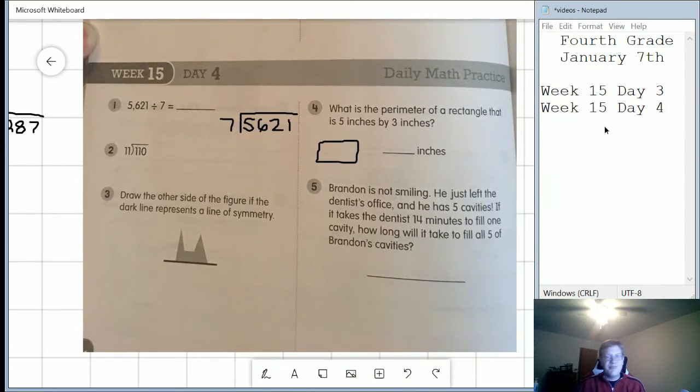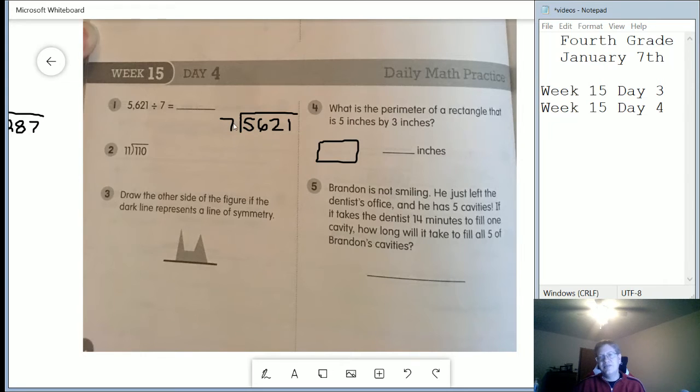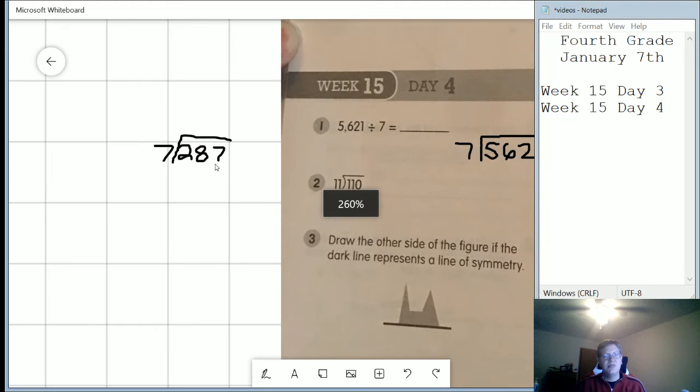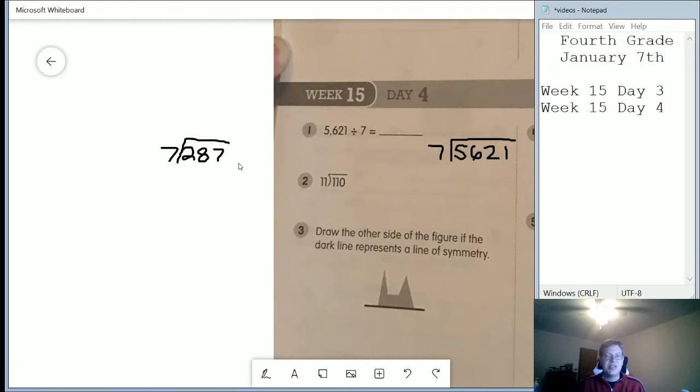For day four, we are going to start with the division problem. Again, we need to write that using the long division. And our first number would be how many times does 7 go into 56? And then we need to follow all of our steps. So to give you a review of what that should look like, I'm going to do a similar problem, but with different numbers, out to the side.